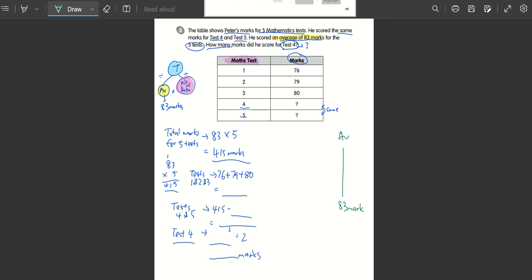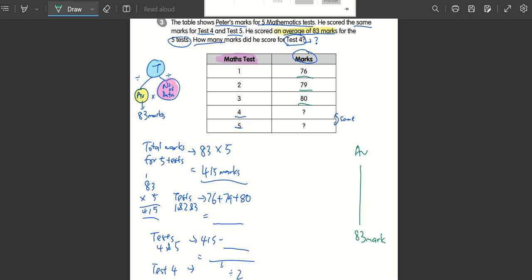And then I have maths tests 1, 2, 3, 4, and 5. Looking at this, we understand how far they are from the average mark, and you realize they are all needing some extra marks. Test 1 is just 76. It needs an extra 7 marks to get to the average. Test 2 also needs 4 marks to get to 83. And test 3 needs 3 marks. So they all need marks. If I put them all together, they need a total of 14 marks.